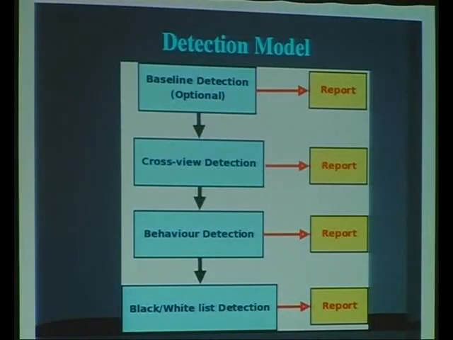And here's the detection model. You run the baseline detection first, but actually baseline detection can be optional, because in fact you don't always have a baseline. So if you don't have a baseline, you can ignore this step. But if you have one, you can run baseline detection, and this can report malware. And cross-view detection can also report malware. Abnormal behavior detection can report malware, and blacklist and whitelist detection.